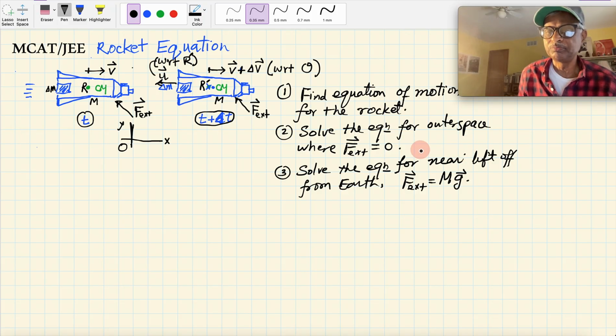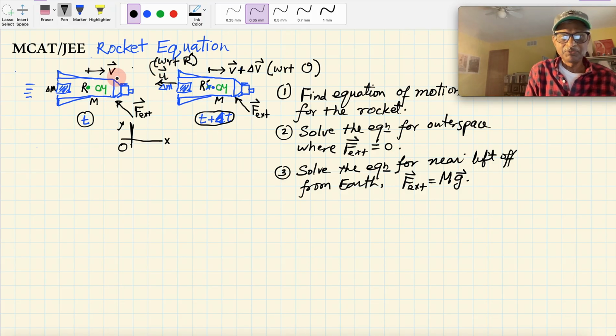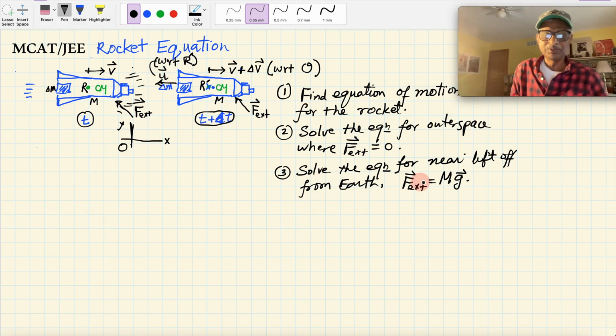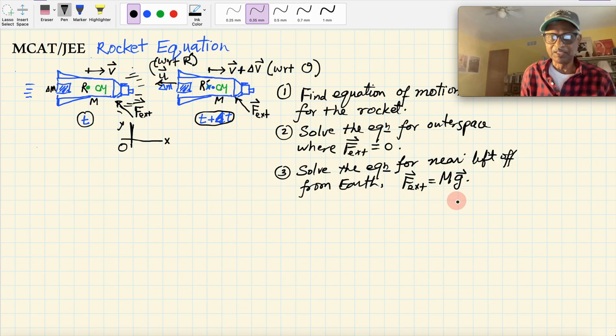then solve if there are no external forces. If the rocket is flying through some debris, there will be external forces on it. If the rocket is in gravity, there are going to be some external forces on it. So solve first for no external force, and then solve for just gravity.